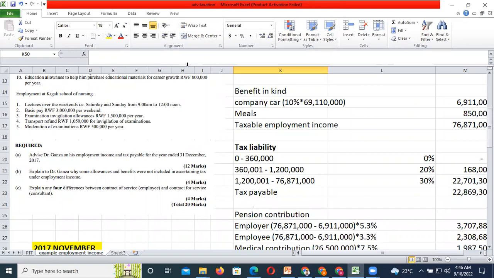In that case, they cannot tax that transport because it is the cost to travel from one station to another station. But if I come from my home to go and invigilate an exam in Kigali, of course I'm going to use the transport. The university cannot refund me transport because that is part of the job. Teaching is also about assessing. So that is how I've looked at it.